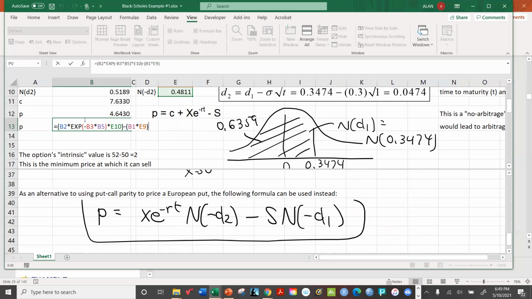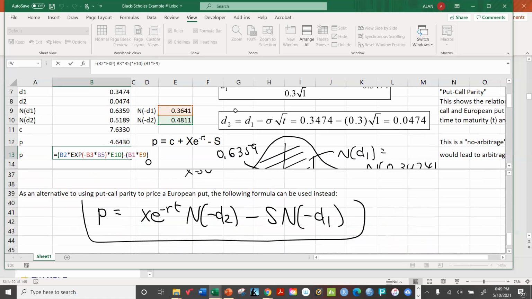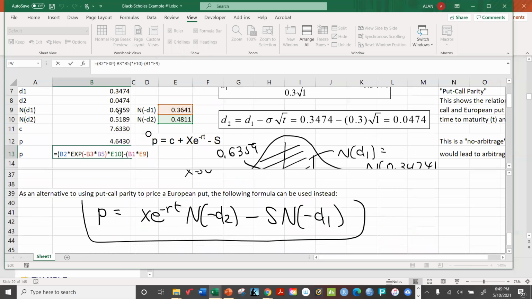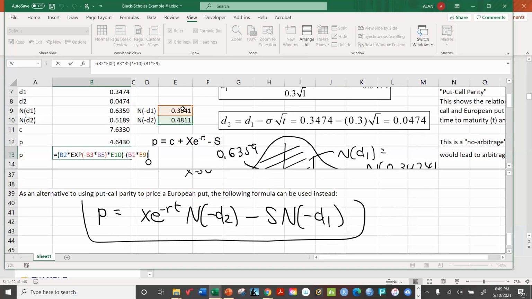All right. So in other words, it's X e to the minus rT. E10 is over here at N(d2). E10 is N(negative d2) minus S, which is way up here somewhere, N(negative d1). So that's what we're doing here. So for puts, you can do either one. It doesn't really matter.